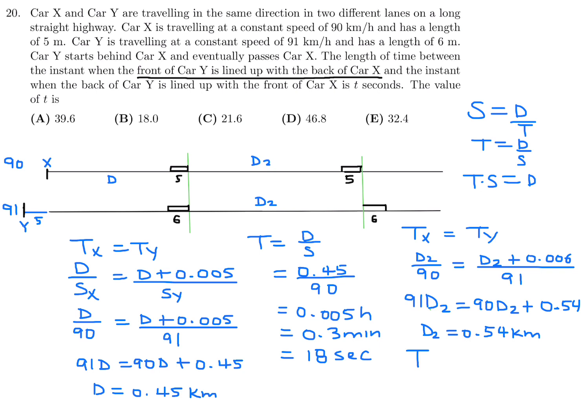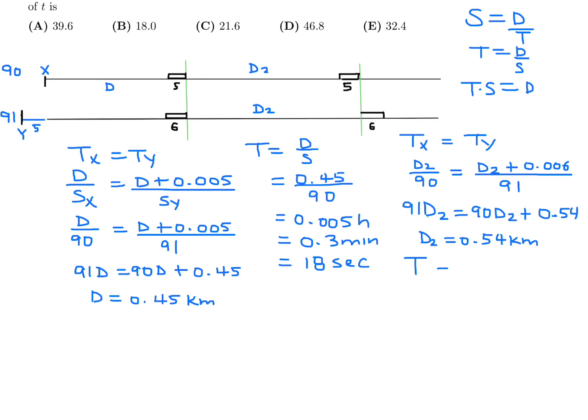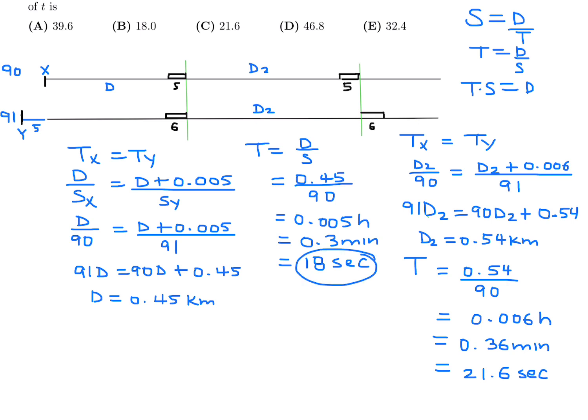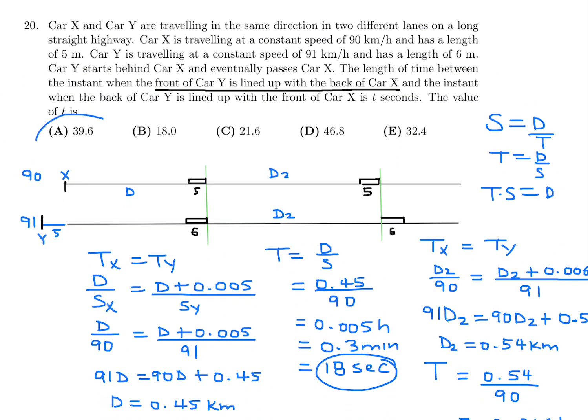As before, we can use this formula to figure out the time. The time would be D2, which is 0.54 kilometers over 90, and that is 0.006 hours. Multiply by 60 to get minutes, and you get 0.36 minutes. Multiply by 60 again to get seconds, and you get 21.6 seconds. So the full amount of time was the 18 seconds plus the 21.6 seconds, and when you add those two, you get 39.6. So that is the total time, 39.6, for number 20. The answer is A.